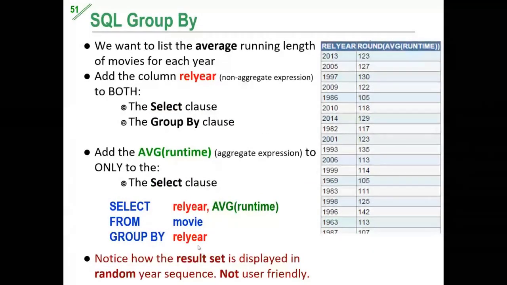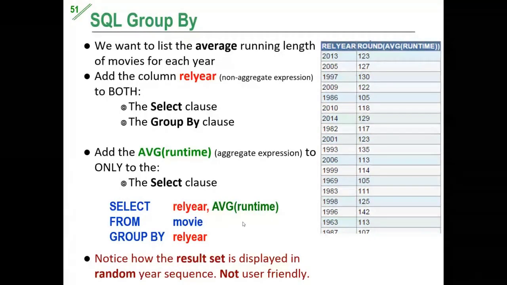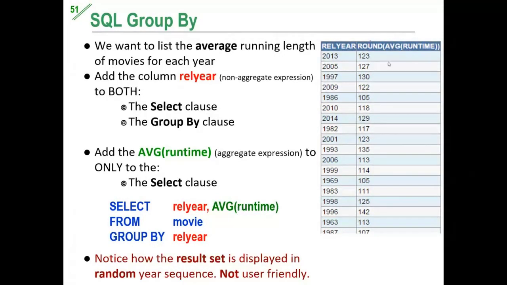This is another example. What I'm doing here is calculating the average runtime according to the release year. Again, a non-aggregate expression with an aggregate expression, so I need to use a group by clause with the non-aggregate expression. I'm calculating the average value for each year. What is the average runtime value of each year?